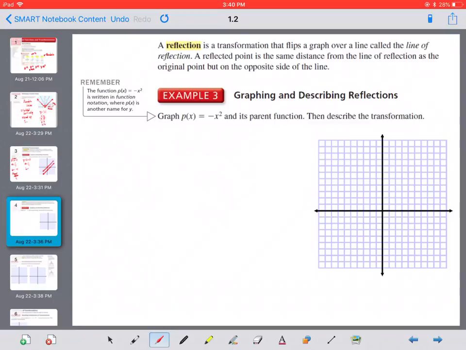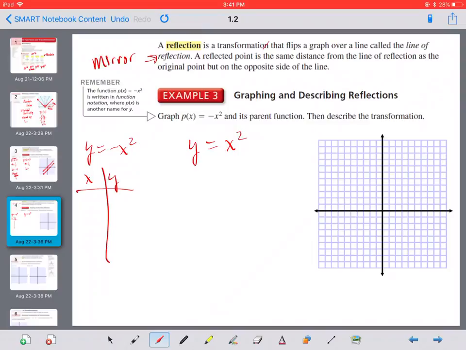The second one we're going to look at is reflection. Reflection is a transformation that flips a graph over a line called the line of reflection. When you think of reflection, you probably think of the mirror, right? You see a reflection in a mirror. Your line of reflection is the mirror. There's a line somewhere on this graph, and that's the thing that's bouncing the image and reflecting it. Okay. So let's graph both of these that we have here in example 3. We got p of x equals negative x squared, and the parent of that's going to be y equals just the plain x squared without the negative.